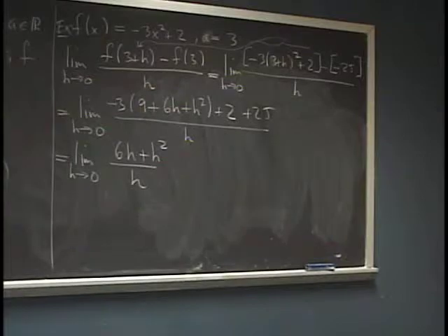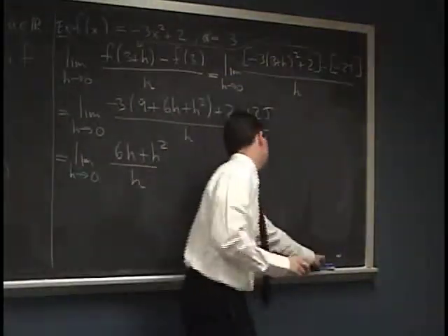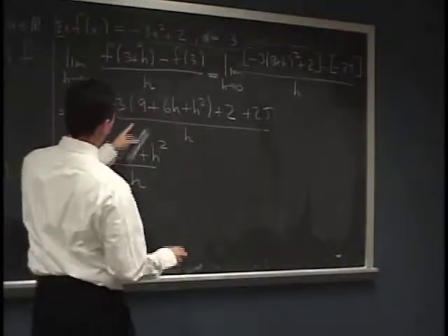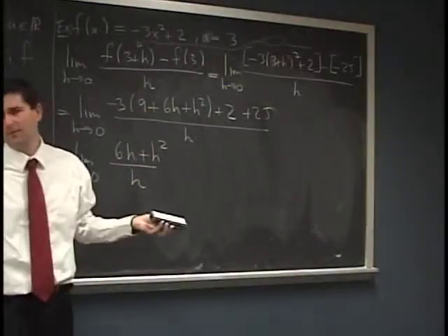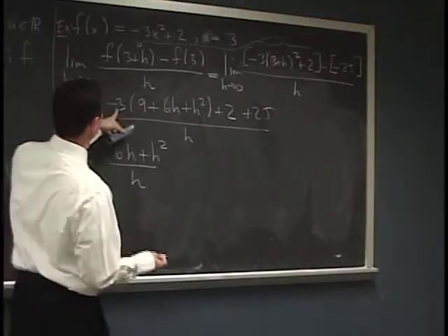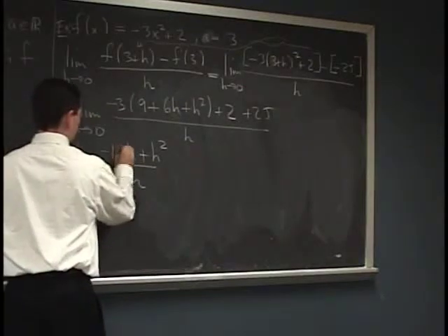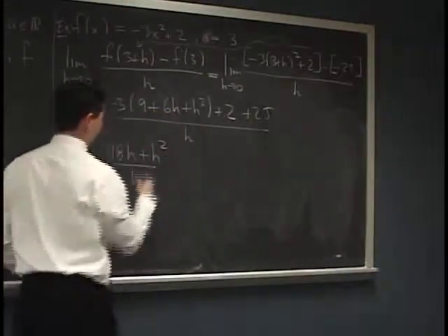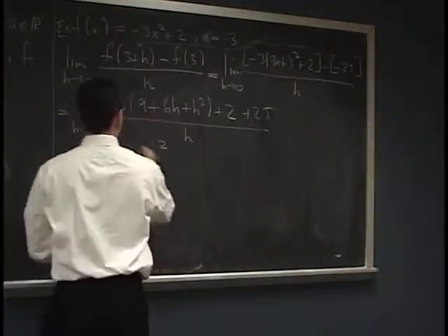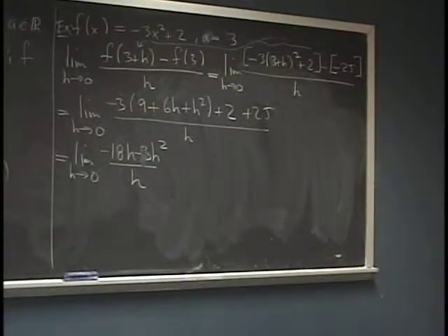How did you end up from -3 all the way around? Oh, good, you caught me. Okay, so I can't just forget about the -3. I've got to multiply that into everything. Okay, fine. So -3 times 6h is -18h. And -3 times h squared is -3h squared.